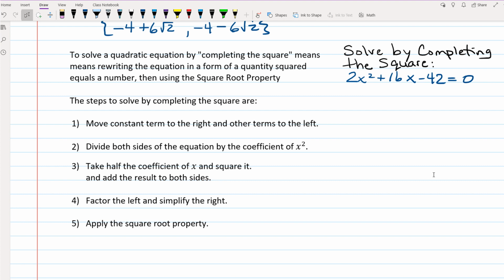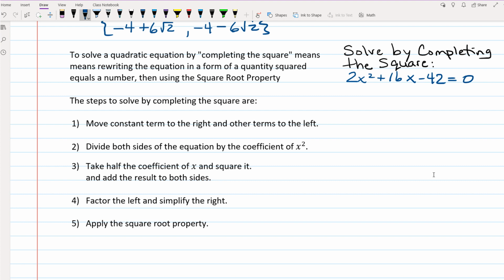2. Divide both sides of the equation by the coefficient of x squared. 3. Take half the coefficient of x and square it and add the result to both sides. 4. Factor the left and simplify the right. And 5. Apply the square root property.